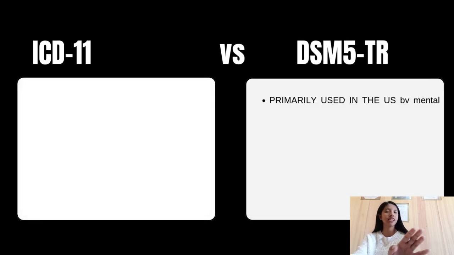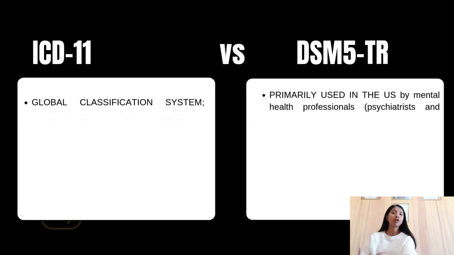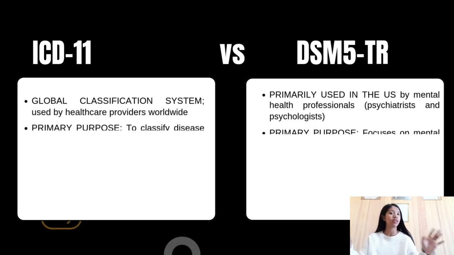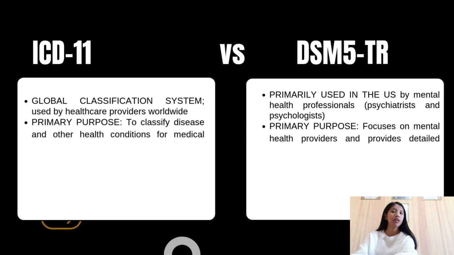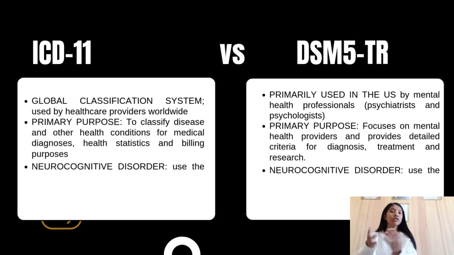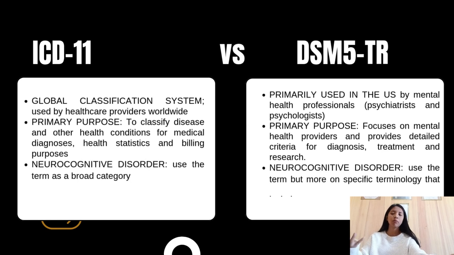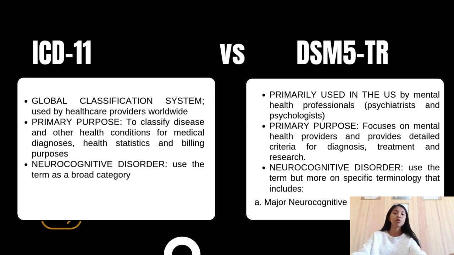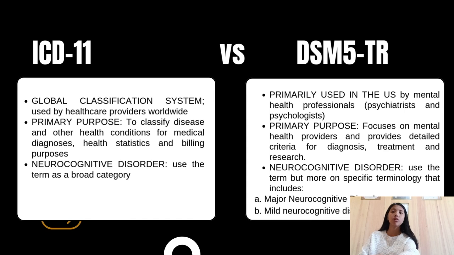The difference is that the ICD-11 uses neurocognitive disorder as a broad category, and the DSM-5-TR uses the neurocognitive disorder term in more specific terms, in which you will find that it mentions major neurocognitive disorder and mild neurocognitive disorder. So also it's very important to take note that there may be some terms that you will find in the ICD-11 that are not in the DSM-5-TR, and there are also terms that you will find in the DSM-5-TR that are not in ICD-11.